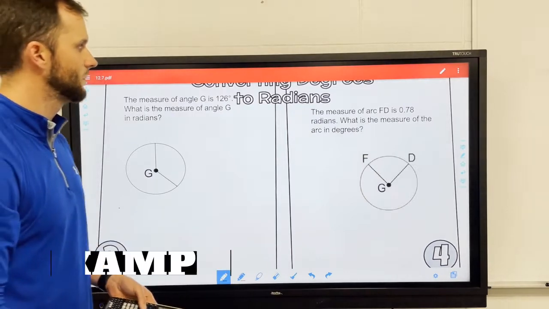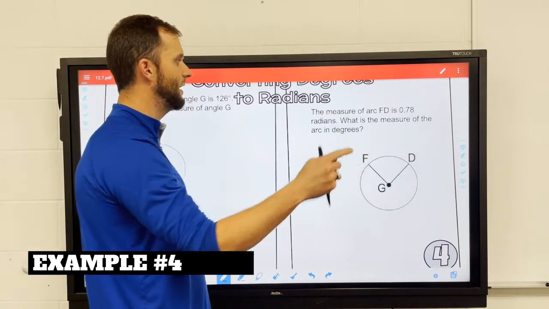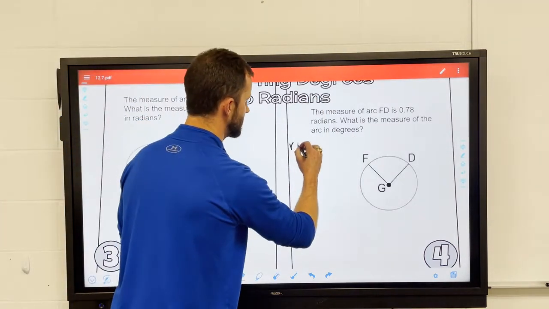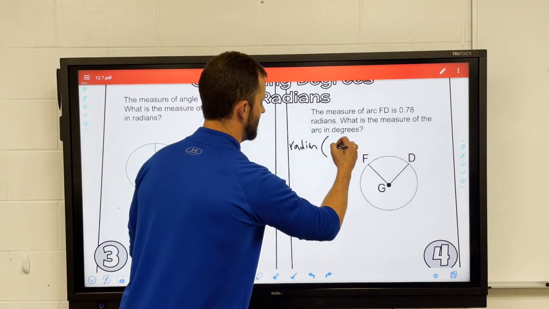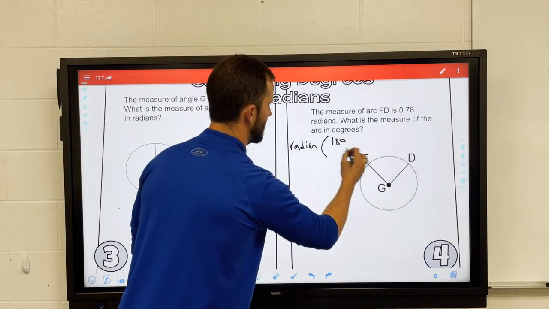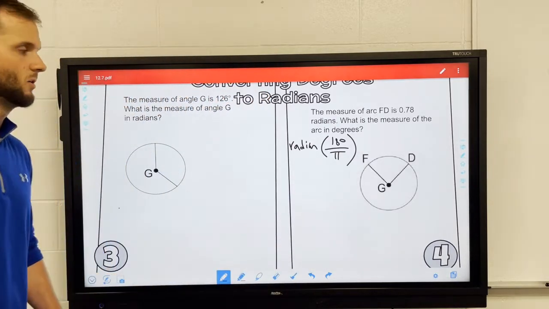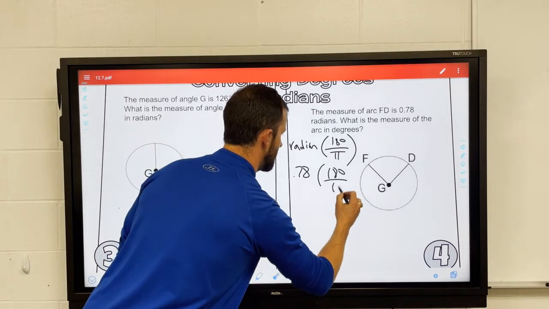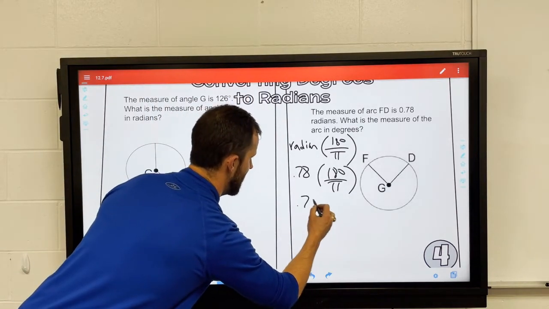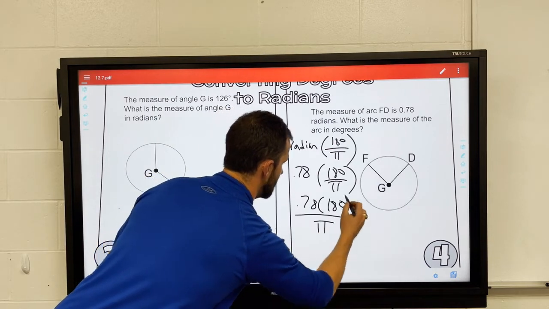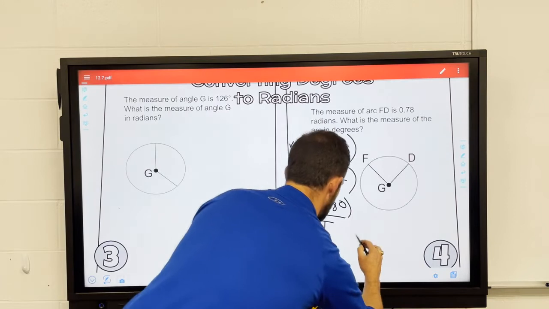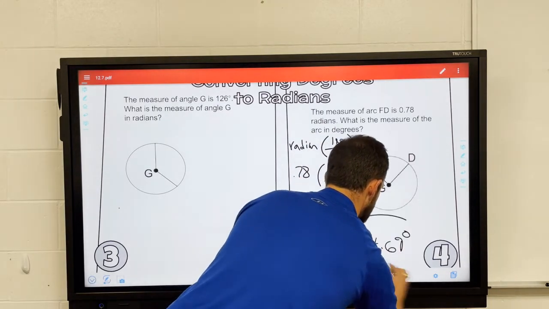Now last, on example number 4, it says the measure of FD is 0.78 radians. What is the measure of that arc in degrees? Again, if I want to go from radians to degrees, I have to multiply by 180 over pi, and that's going to give me my degrees. So I'm going to take those radians, which is 0.78, and multiply by 180 over pi. On my calculator I'm going to do 0.78 times 180, and then divide that by pi. That's going to give me roughly 44.69 degrees as my answer.